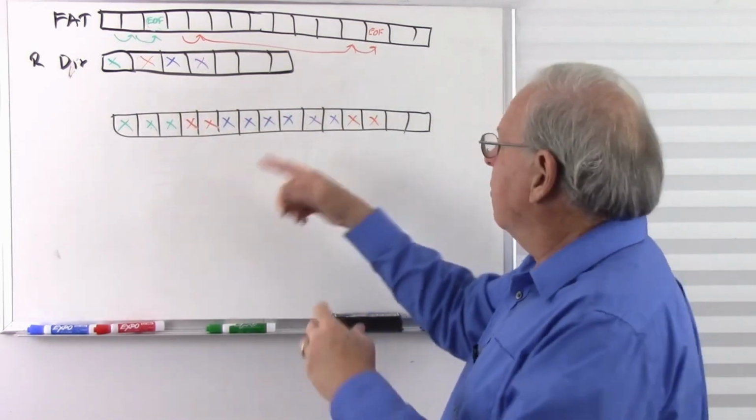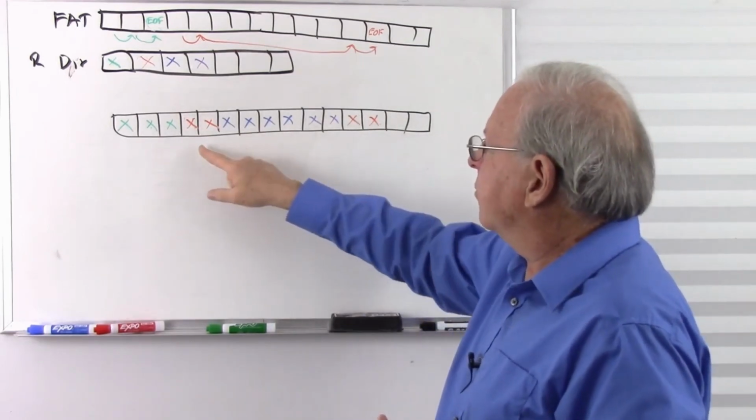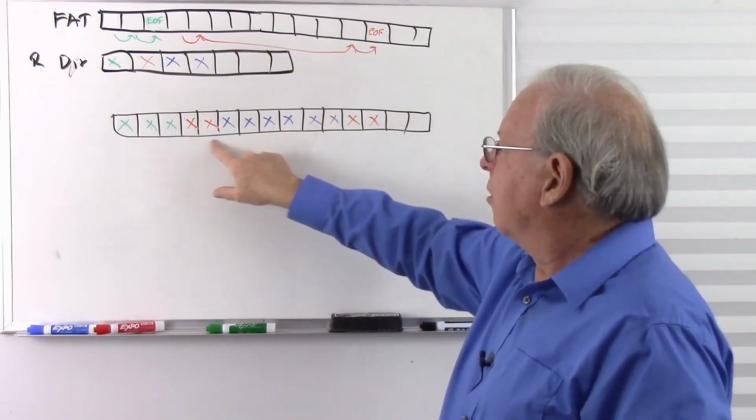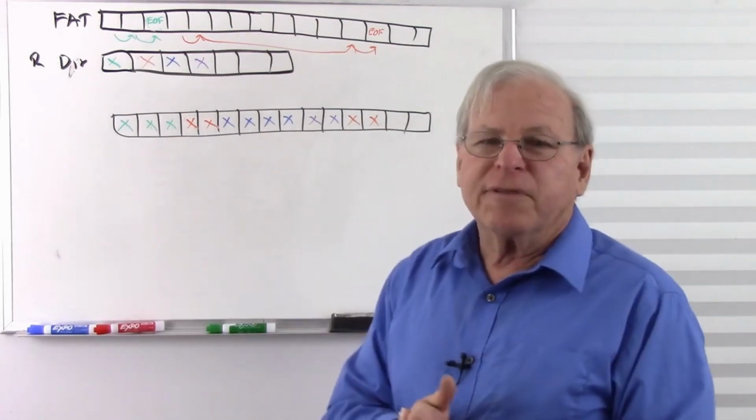But the defragmenter would go in there and move everything around, literally move all the data around so that they're all contiguous, and so these would all be together, and we could just read them right off the disk. So that's one problem with the file allocation table.